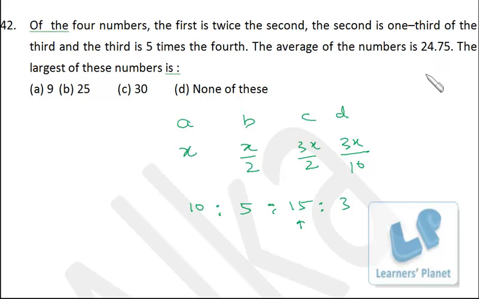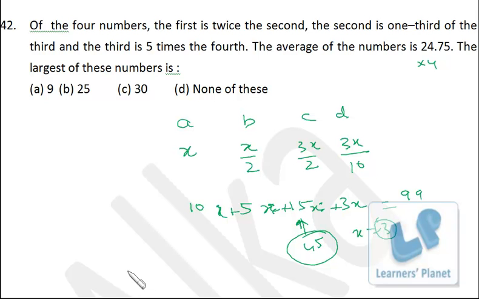Okay, now if average is 24.75, that means total will be 24.75 into 4. That's 99, right? So it is 10 plus 5, 15, and 15, 30 plus 3, 33x is 99. So x is 3, right? That means the highest number is 45. Okay? So that's none of these options over here.